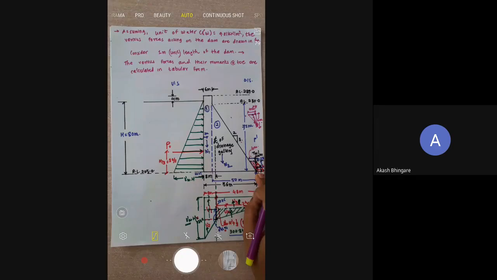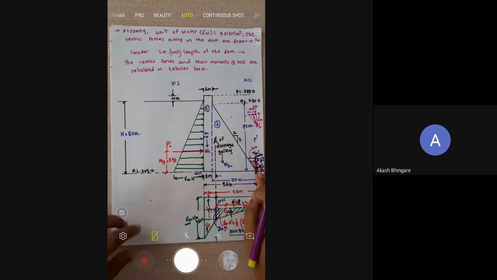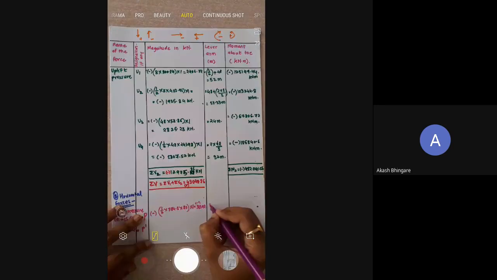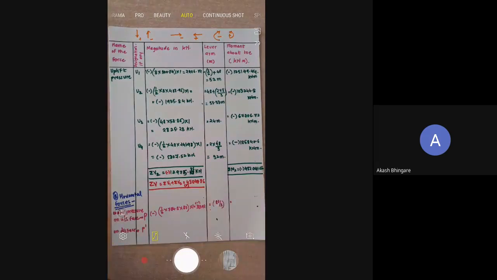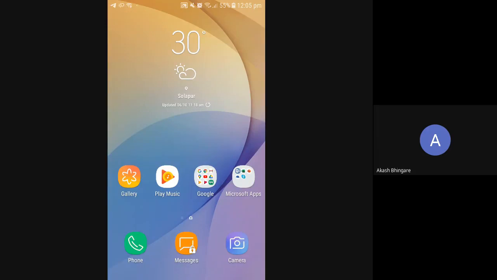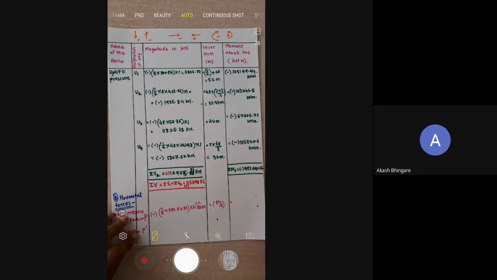So it is in horizontal direction. So this is h by 3. Sign for movement, what am I supposed to write now? Clockwise movement or anti-clockwise movement? Okay, no issue about this h by 3. Tell me about the sign of movement. Clockwise movement or anti-clockwise movement?